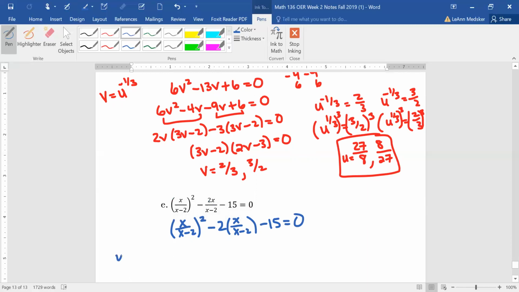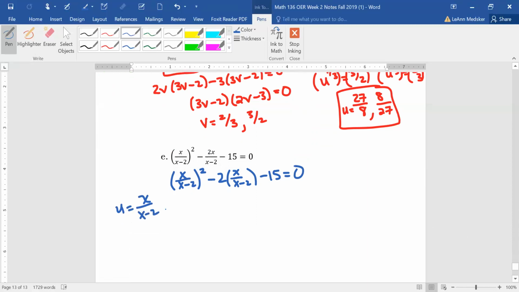So we're going to let u represent that fractional piece. This only works if they both have the same fraction as their base. So then this would be u squared minus 2u minus 15 equals 0. So I get u minus 5, u plus 3. So that's a solution of 5 and negative 3 for u.